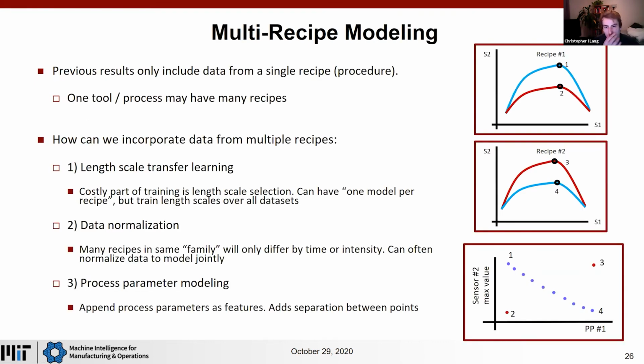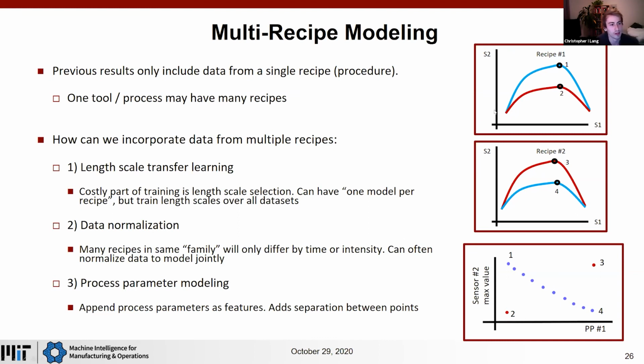So like I was talking about before, the previous results were really only from a single recipe or procedure of the tool. But one tool can have many different recipes or many different procedures that it's trying to run. And we may just want to build a single model that could correctly classify all of these different recipes. And the question is, how do we incorporate different types of data from different recipes?